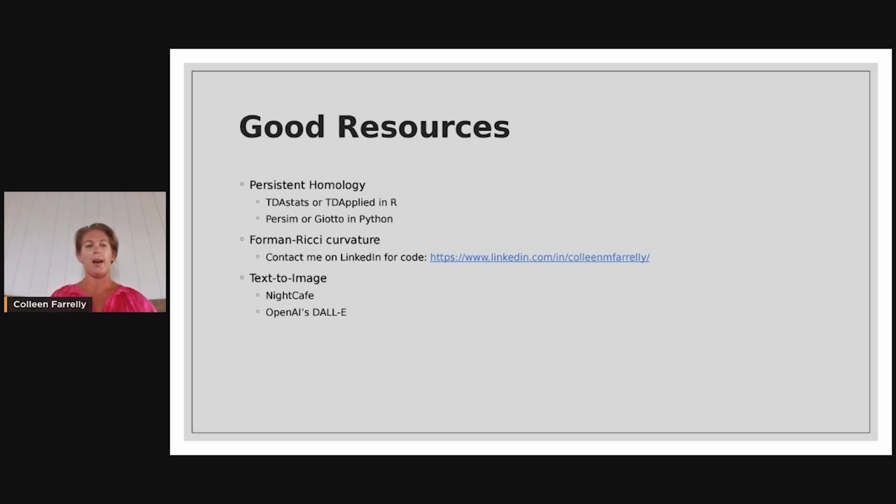Persistent homology has a lot of packages that exist in R and Python. For text to image, OpenAI and NightCafe have some really great tools. And for Forman-Ricci curvature, I have code in Python and in R for different network applications, and feel free to reach out to me.